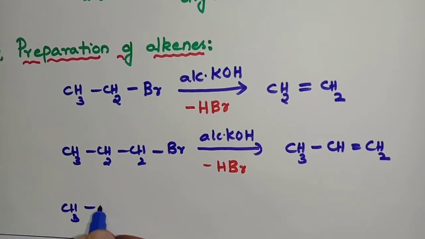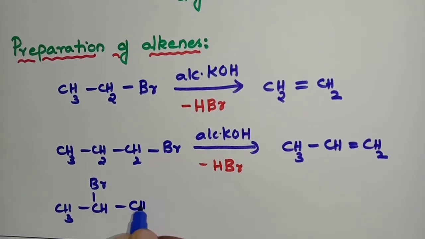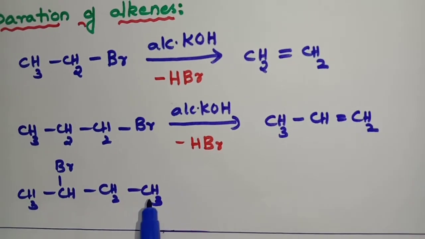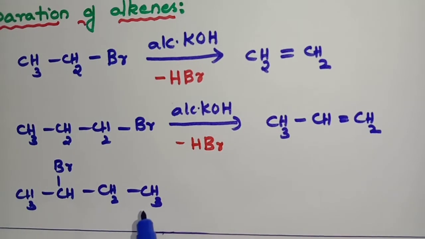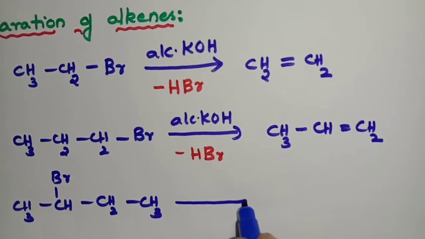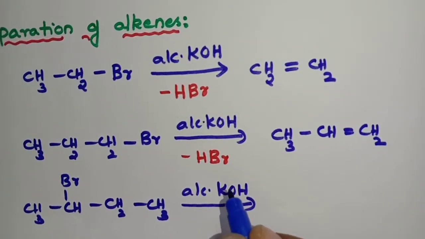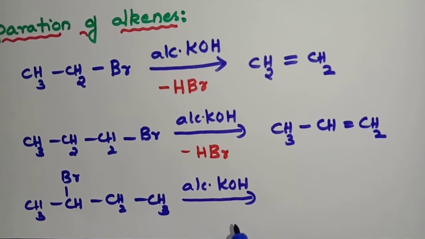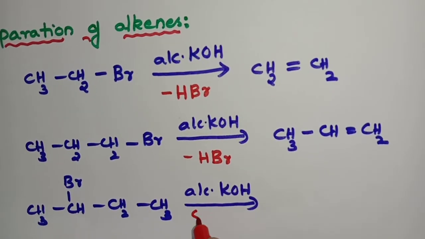Next, taking one more example. CH3, CHBr, CH2, CH3. So there are total 4 carbons students, second carbon bromine. So 2-bromobutane. Write down the name of this compound, 2-bromobutane. So this in the presence of alcoholic KOH. What happens? Here we get two types of products, according to Saytzeff rule.